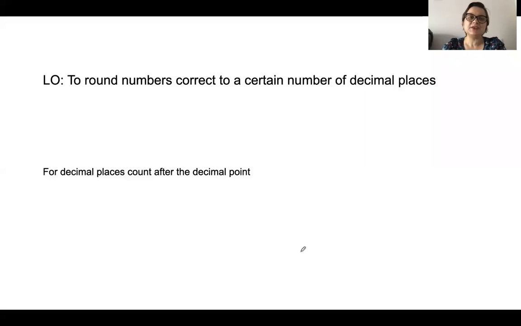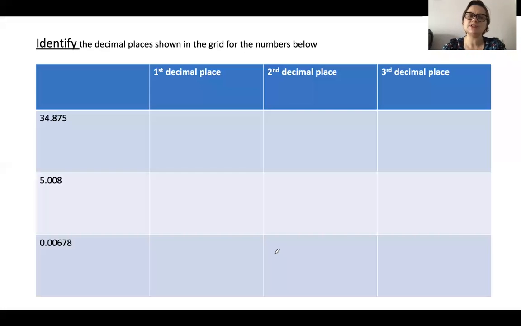Hello, today we are going to learn how to round numbers correct to a certain number of decimal places. For decimal places, count after the decimal point. What does this mean? Here you have three different numbers.